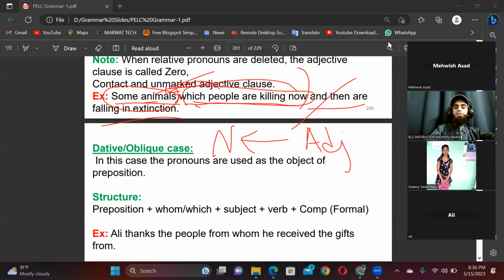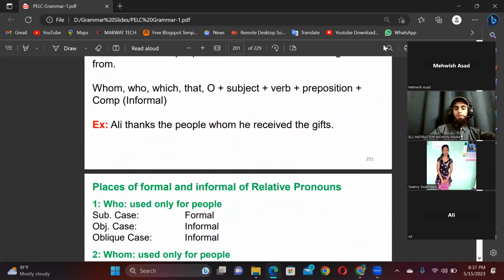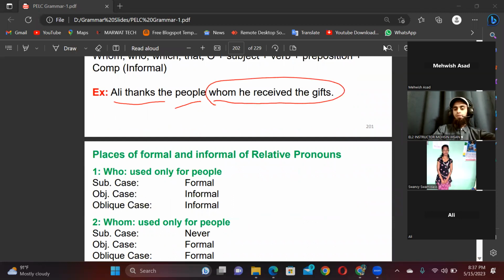So here, which people are killing now? It is information about the noun, right? The information about the noun is provided to us by the adjective clause, the relative clause, right? So keep this in mind: it actually modifies the noun, and it tells us something about the noun. Okay, look at this example: Ali thanks the people whom he received the gifts from.